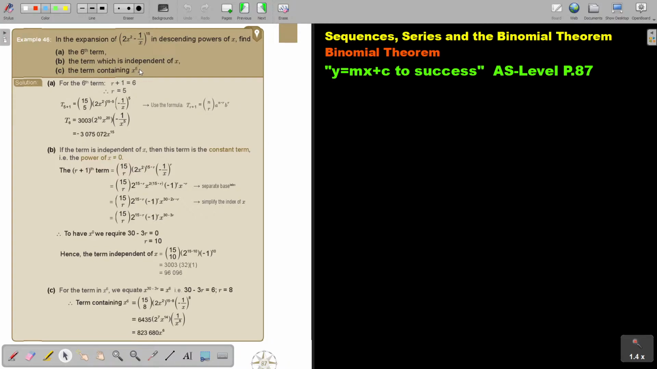Okay, now let's start. Remember, the formula for the position of the term was r plus 1. If I say the sixth term, then r plus 1 must be equal to 6. So I subtract the 1, and r is actually 5. So it will be T of 5 plus 1, that will be the sixth term. That formula is very important.